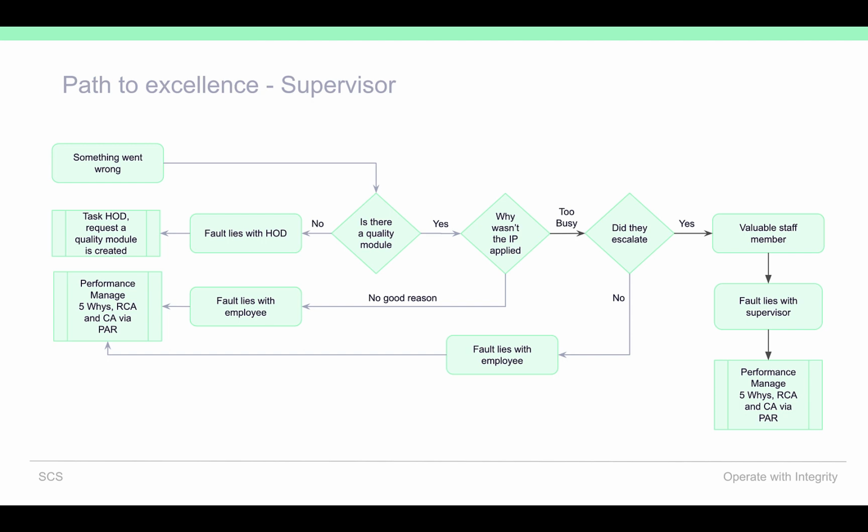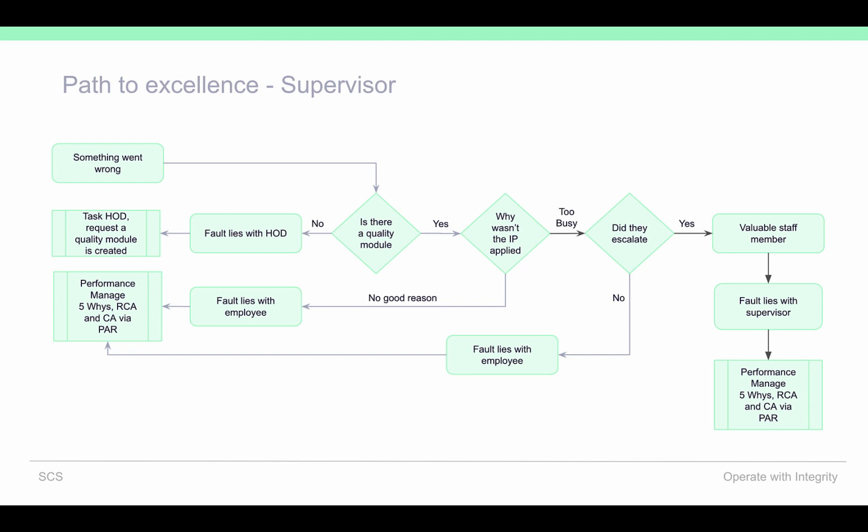Okay, so we've got that far. Let's go back down our flow chart. Why wasn't the IP applied? The other reason is we're too busy. Well, yeah, that happens a lot, and we've got a way to deal with that, and it's called using the escalation policy. So the next question is, did they escalate? If they didn't, then the fault again lies with the employee, and we've got to go down this path of doing the performance management. Again, it's super rapid because we've got everything documented, so we can get an outcome really quickly. If they did escalate, then we've got a really valuable staff member.